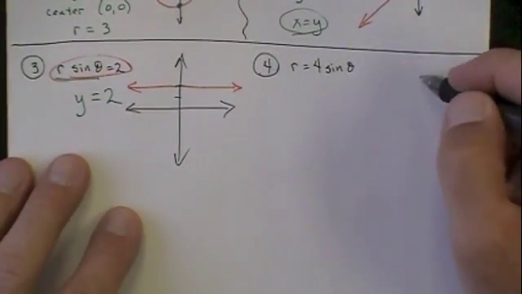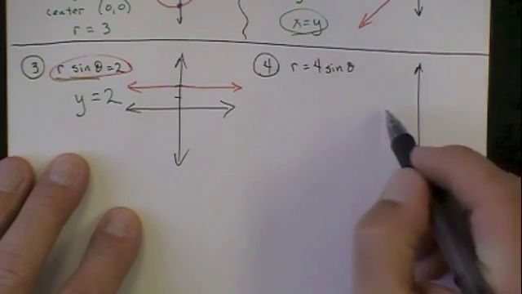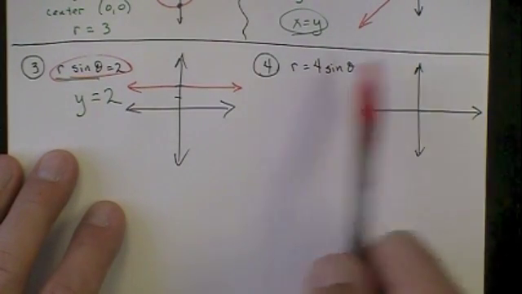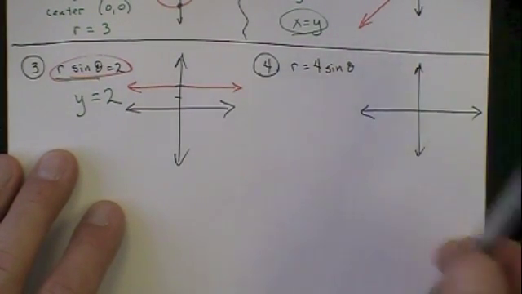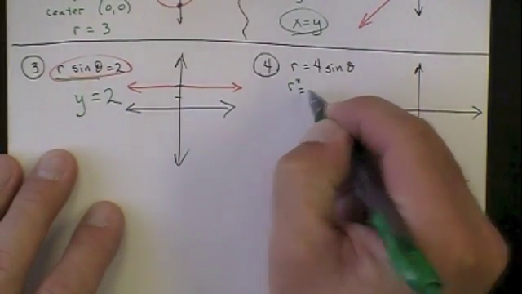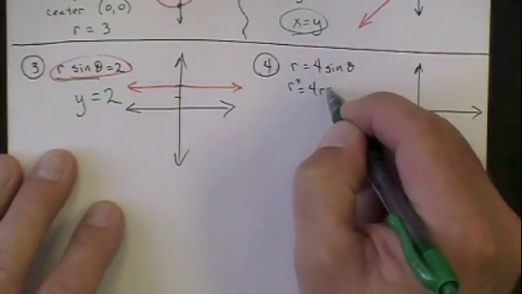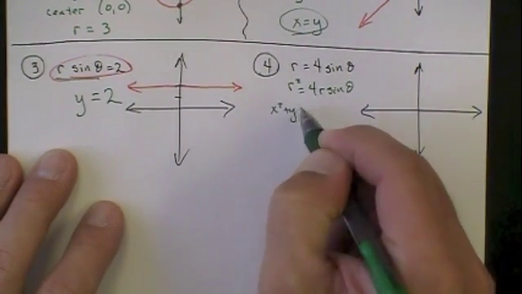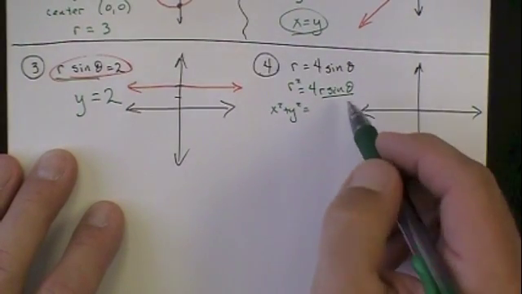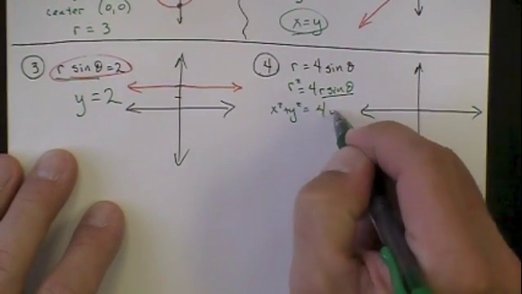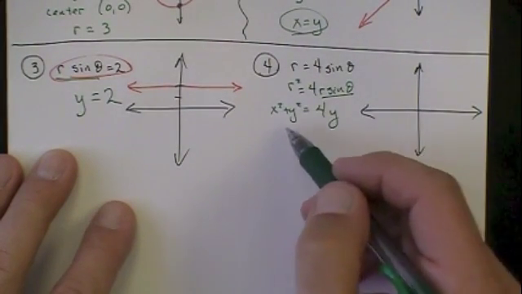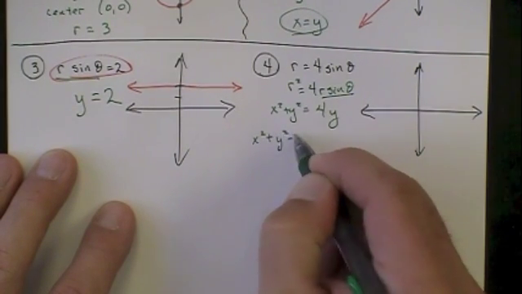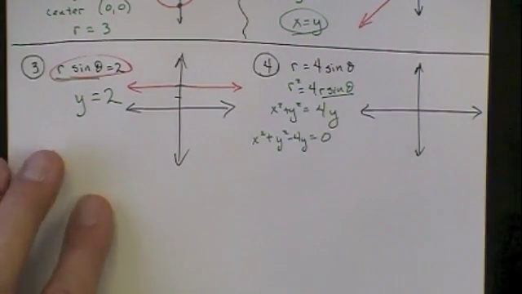Same idea over here. If we rewrite into rectangular form, first thing I would do on a problem like this would be multiply both sides by r. Then we would have r squared is equal to 4 r sine theta. We know r squared is equal to x squared plus y squared, and r sine of theta is equal to y. Now we can subtract this over, so we have x squared plus y squared minus 4y equals 0.